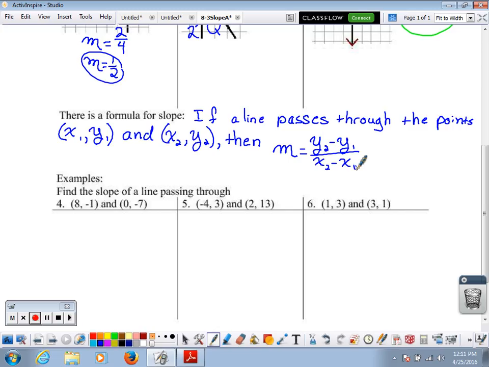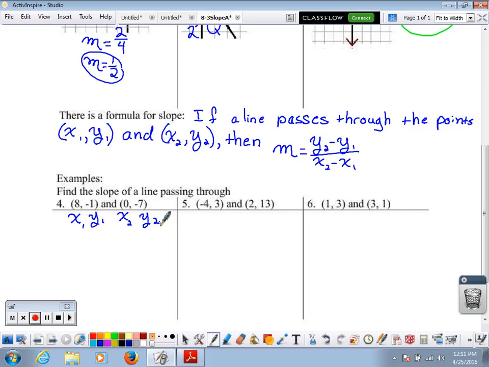So I want to find the slope of a line passing through these points. I could graph them, and I could sit there and count all the steps, or we can use the formula. Now, in order to use the formula, what we want to do is label these points. So I'll take 8, -1, and I'll label that x1, y1. Now, when I do that, that means I have to label the second point x2, y2.